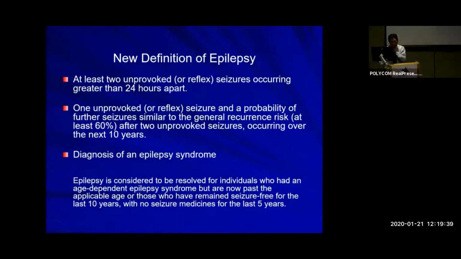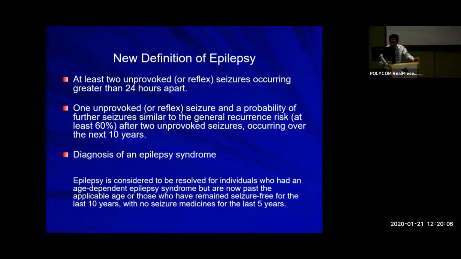Now, the definition of epilepsy used to be pretty simple. It was the first bullet. You had to have at least 2 unprovoked seizures, at least 24 hours apart. If you had 2 seizures within 24 hours, that was counted as 1 seizure, so the person did not meet the definition of epilepsy. And there was no required time frame. So you could have 1 seizure, and then have one 10 years later, and at that point, you'd be diagnosed with epilepsy.